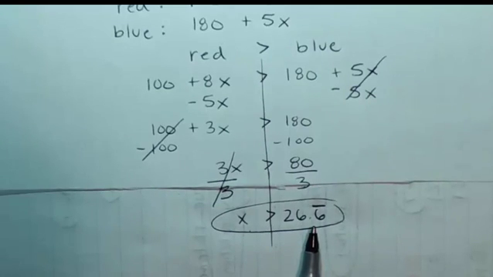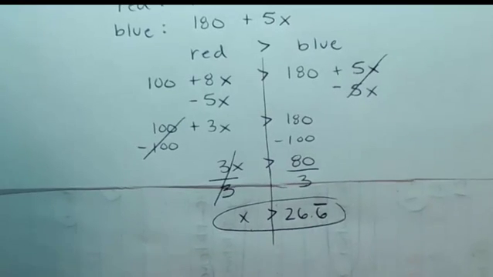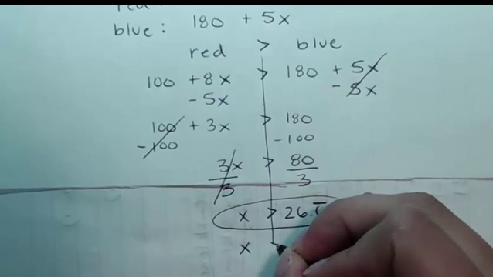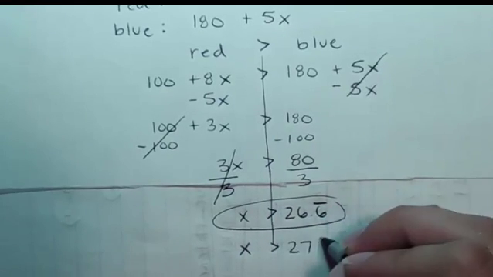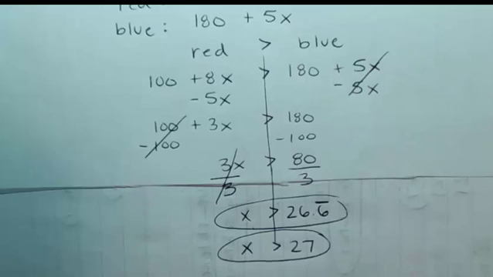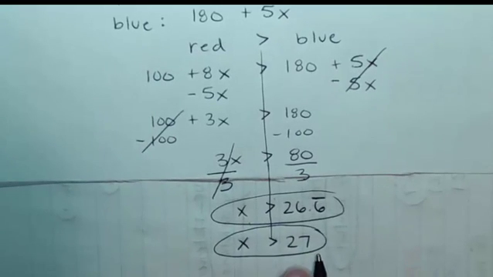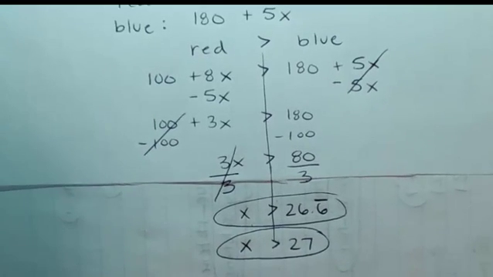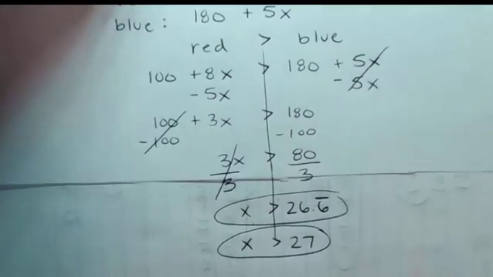So the question said round your answer to the nearest second. Well, if I had to round that, that means the nearest second would be 27. So my answer here is the red kite will finally be higher than the blue kite when the seconds is greater than 27. So it could be 27.1, 27.3, something like that. So that's more of a word problem associated with these inequalities.